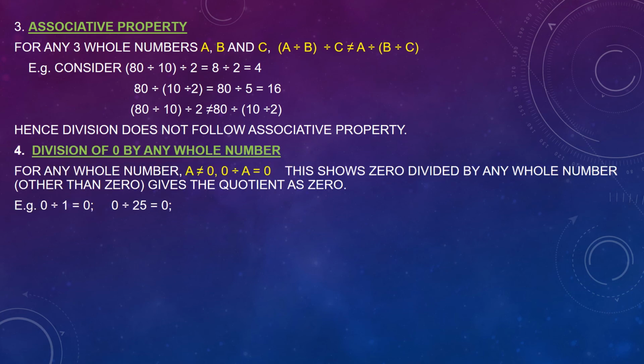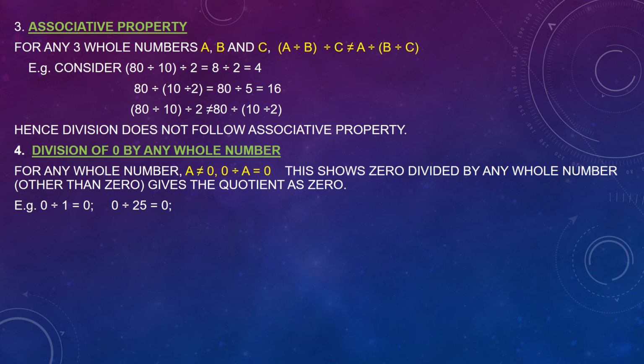Next property, division of 0 by any whole number. For any whole number a not equal to 0, 0 divided by a is equal to 0. This shows 0 divided by any whole number other than 0 gives the quotient as 0. Example, 0 divided by 1 is equal to 0. 0 divided by 25 is equal to 0.